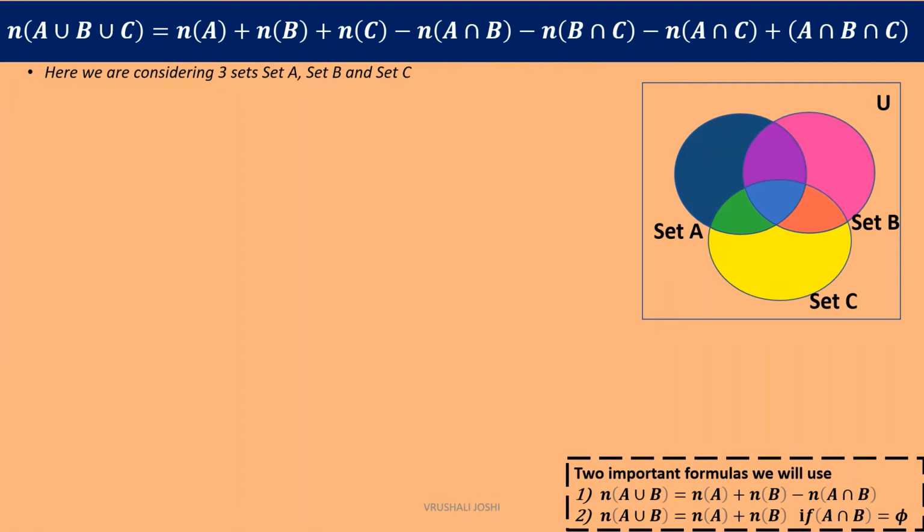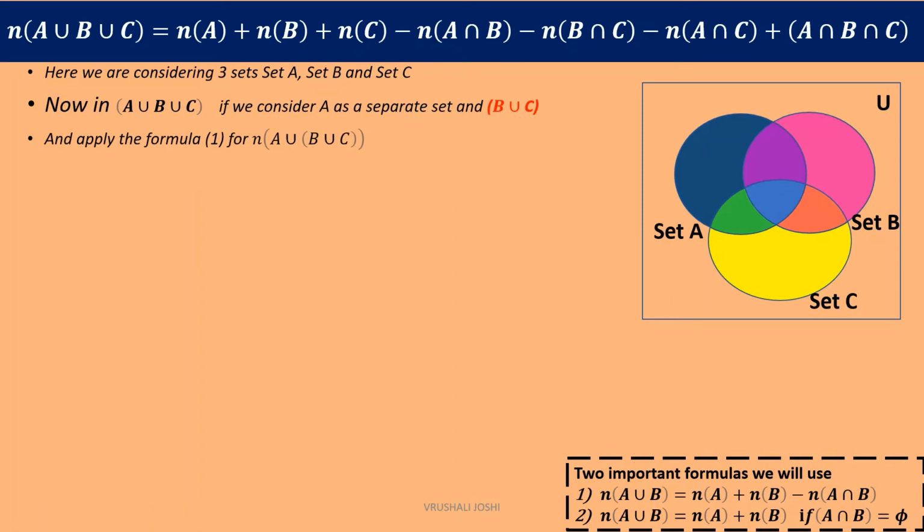Now we have A union B union C. First thing to understand: in A union B union C we are talking about elements in all the three sets, right? Here, consider B union C as one item. If you take A union B union C, you can take B union C just like X, one single item.